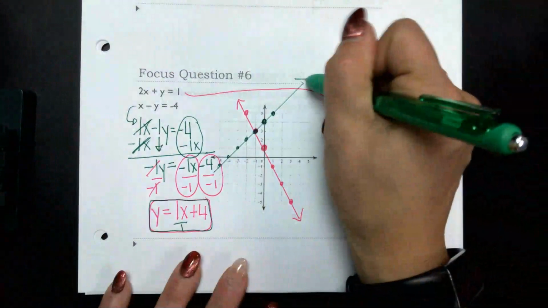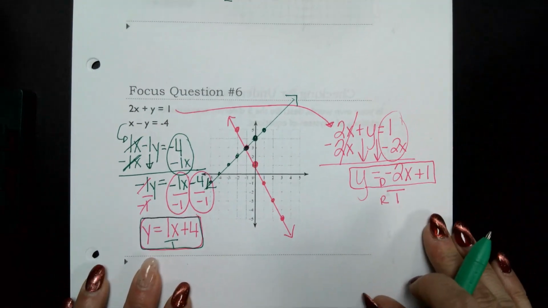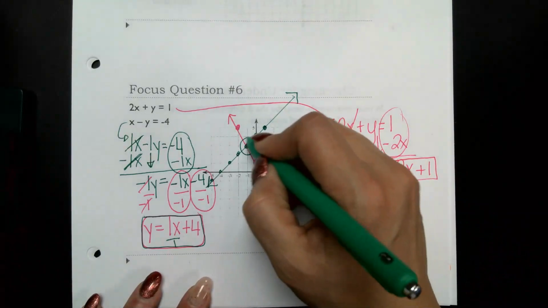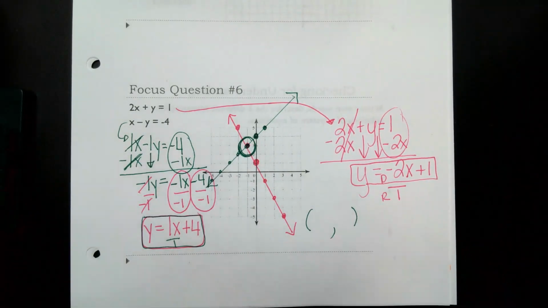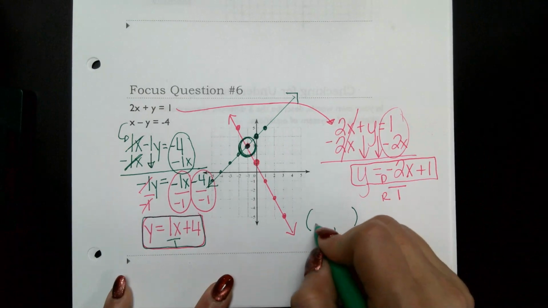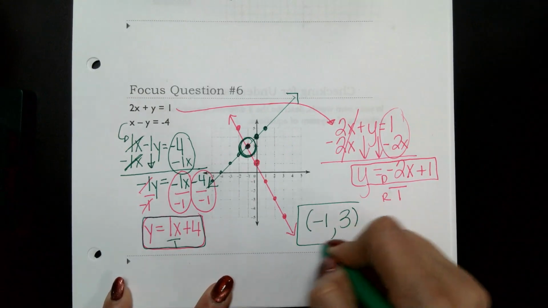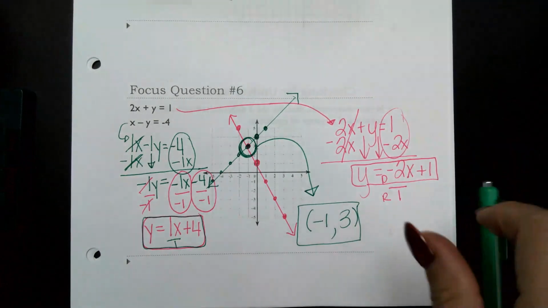Now again, we're not done because once you have them graphed, you have to tell me what the solution is. So here's their point of intersection. What is the ordered pair? Negative 1, 3, is that what you said? Good job. Negative 1, 3 is where they intersect each other.